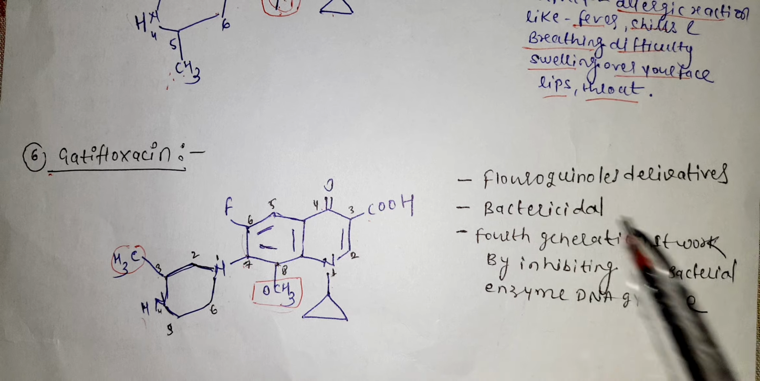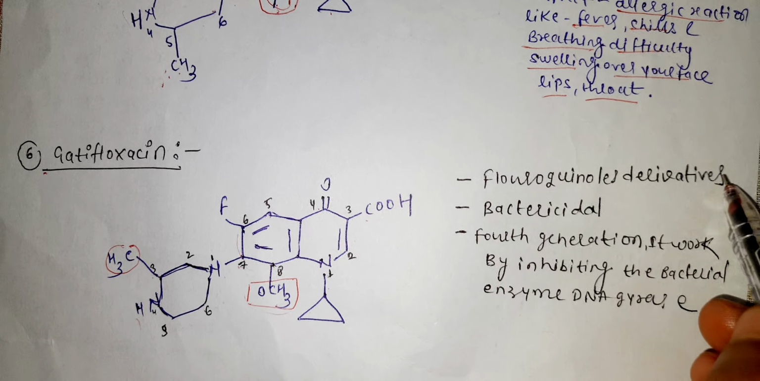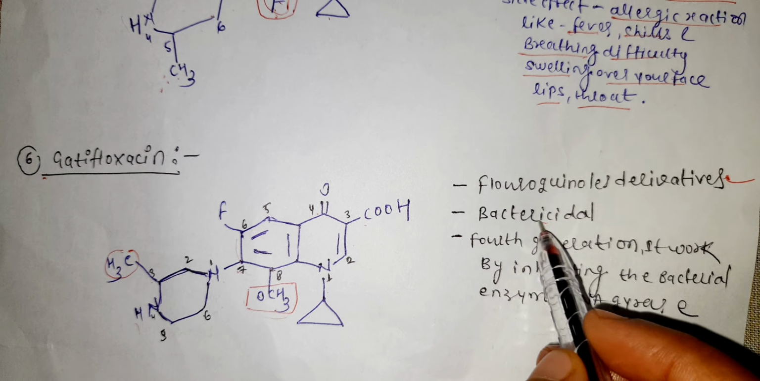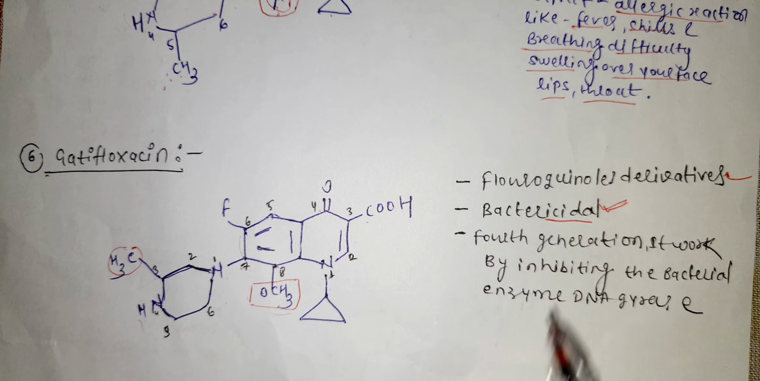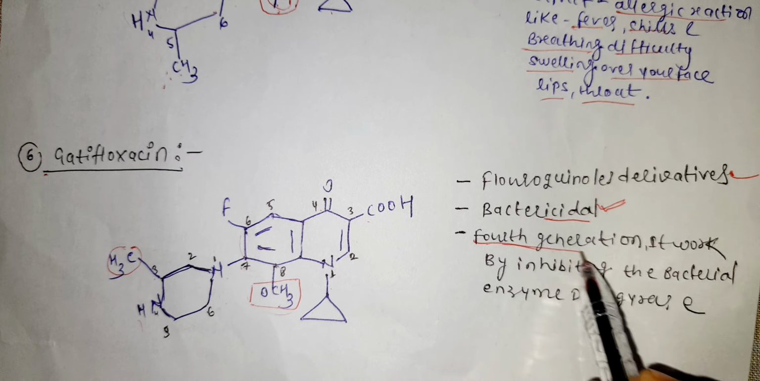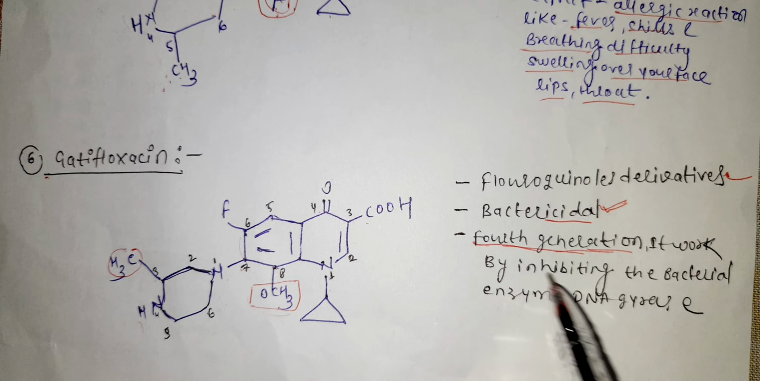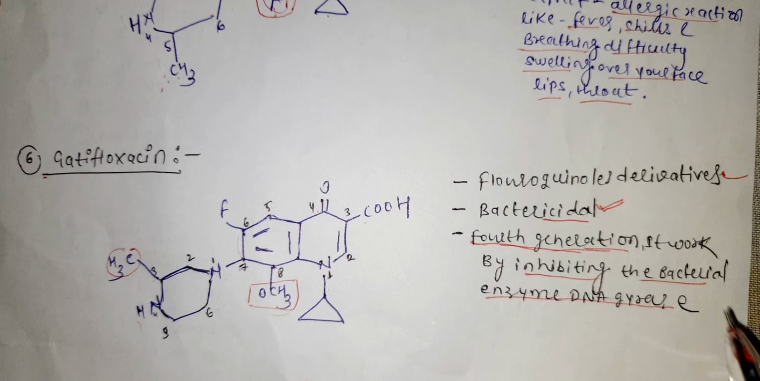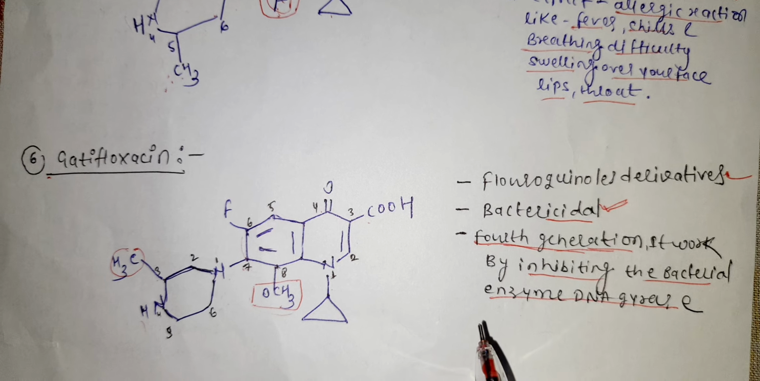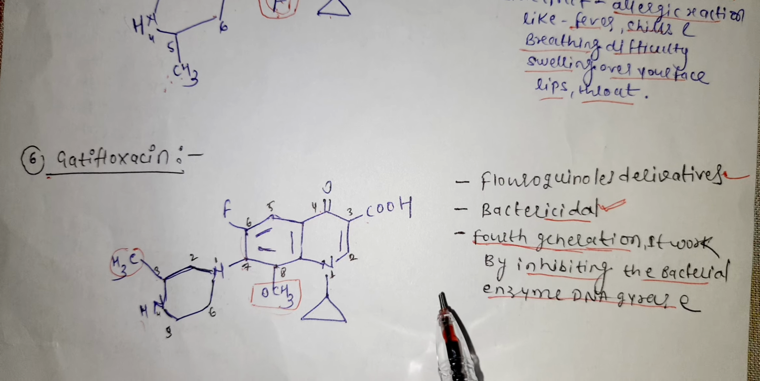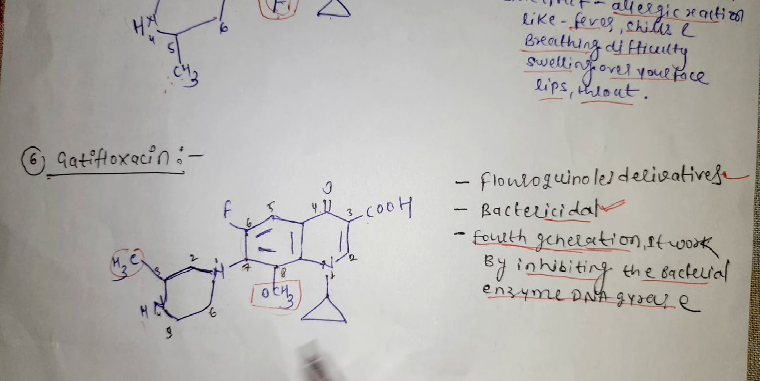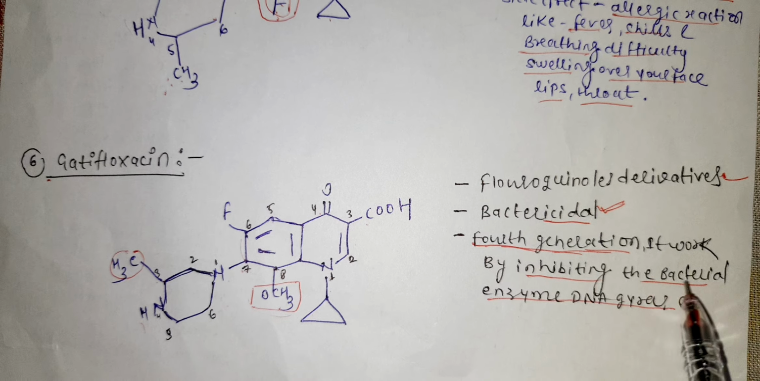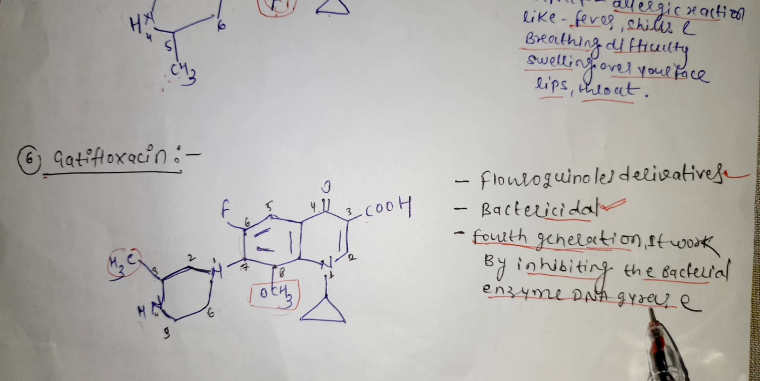So now, for this fluoroquinolone derivative, the first point: it has a bactericidal effect, and this is a fourth generation drug. It works by inhibiting the bacterial enzyme DNA gyrase. So this also has the bactericidal effect and inhibits the bacterial enzyme DNA gyrase.